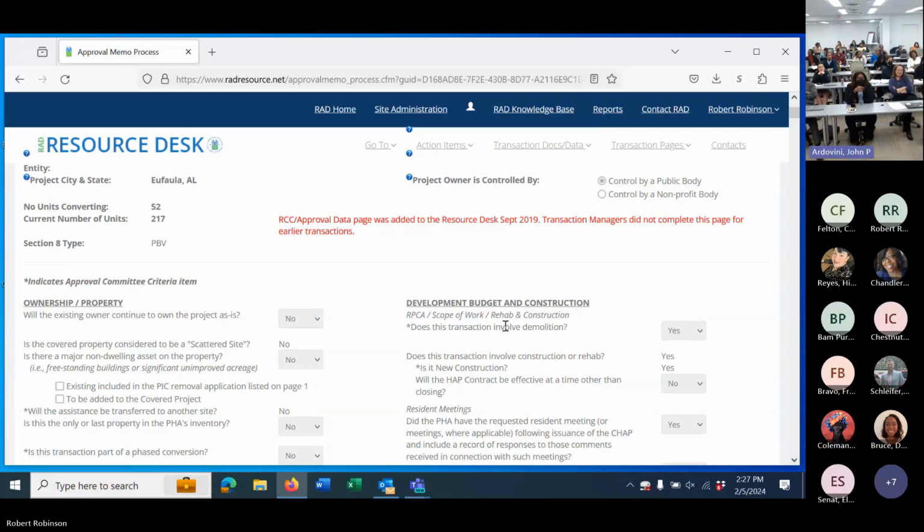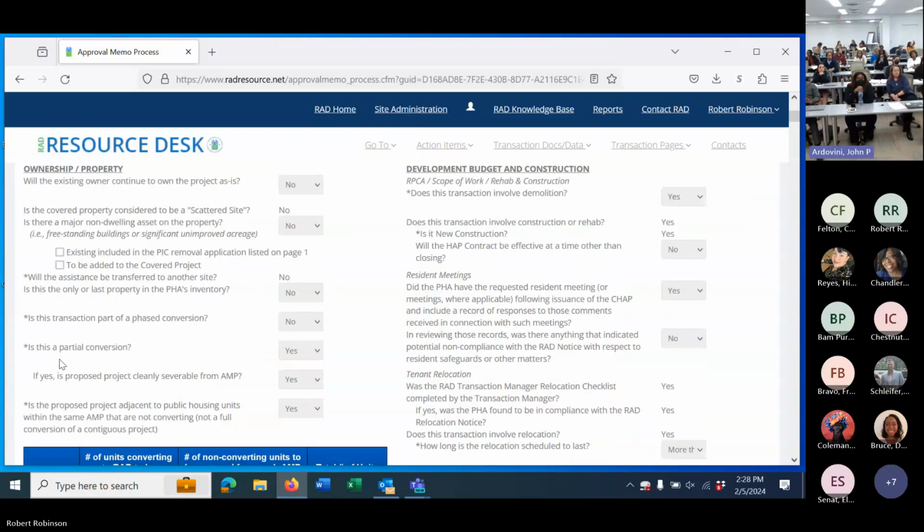But coming back to some of the conversations we started off with, you can see we have 52 units up here, which is what we're converting out of the 217 units. And so once I see that, the first thing I think of is, is this a partial conversion? Because it's not the full 100% of units. So you would have actually confirmed that at some point with the housing authority at concept call. But that question also comes up here. Is this a partial conversion? Yes. And so it is important.